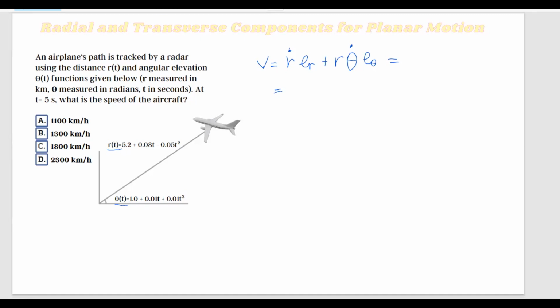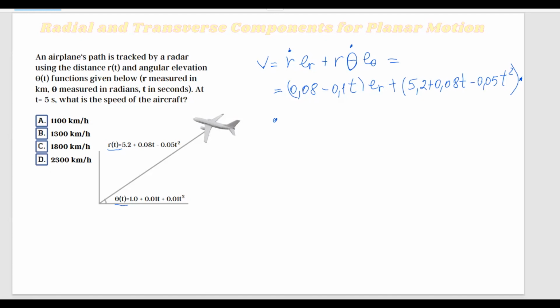So the first derivative of r, the 5.2 is going to be 0. We're going to get 0.08 minus 0.1t. So this is our first derivative of r, e_r, plus, now we're going to write the distance equation, which is 5.2 plus 0.08t minus 0.05t squared, and then multiplied by the first derivative of angular elevation, theta.